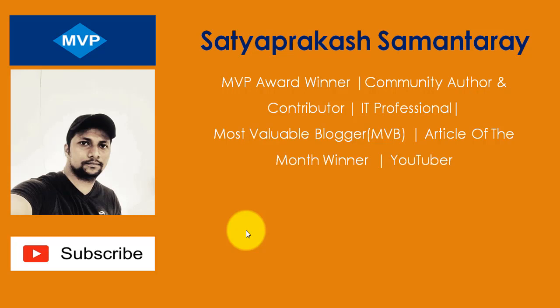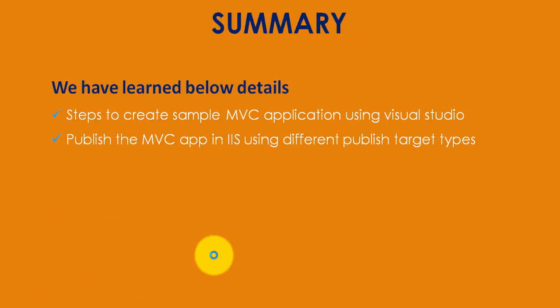So what have we learned today? Today we have learned how to create a sample MVC application using Visual Studio, and how to publish this MVC application in IIS using different publish target types, that is FTP, IIS, etc. and folder.